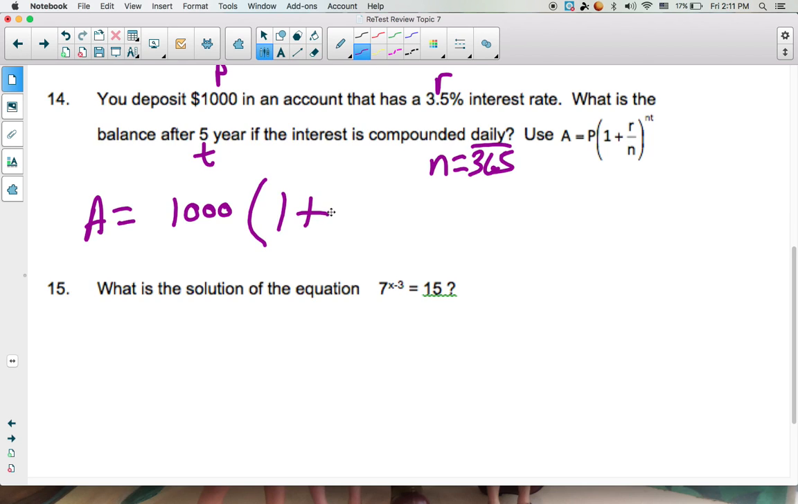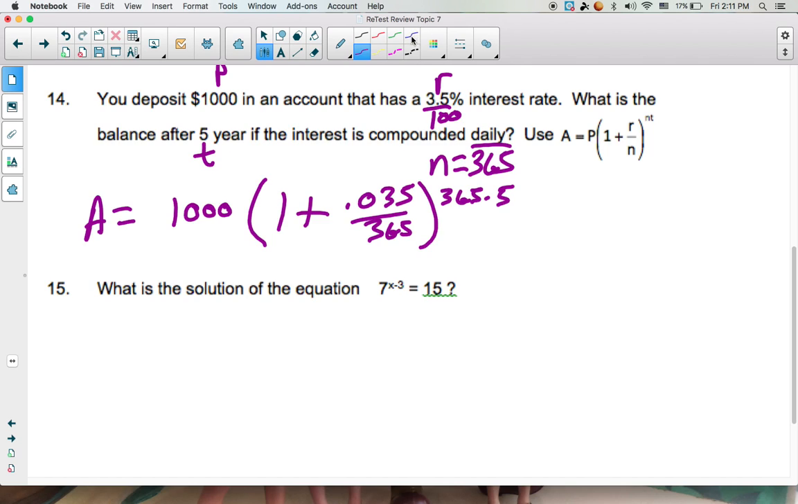times 1 plus our R. Now this is a percent. We need to divide it by 100 to make it a decimal, so that would give us 0.035 divided by 365, to the power of 365 times t, which is 5.